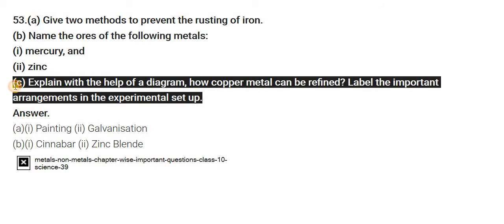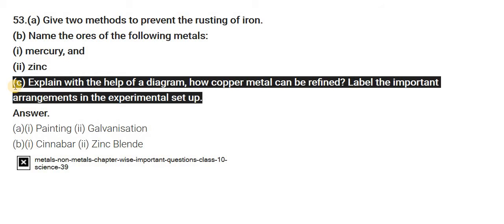Now the C question: explain with the help of a diagram how copper can be refined. Label the important arrangement in the experimental setup. This question we already saw in question number 39. Even though I just give the information, for that you have to look at the diagram of question 39.